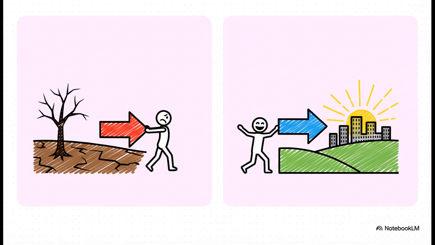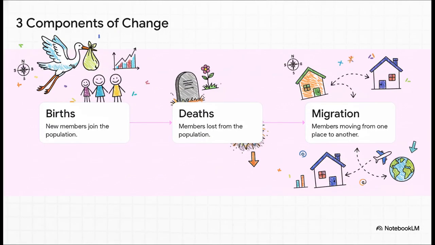It's the exact same with migration. No jobs, bad living conditions, those are push factors. Better job opportunities, peace, a nice climate, those are pull factors. Simple. So, any change in population, whether it's growing or shrinking, happens because of just 3 things.